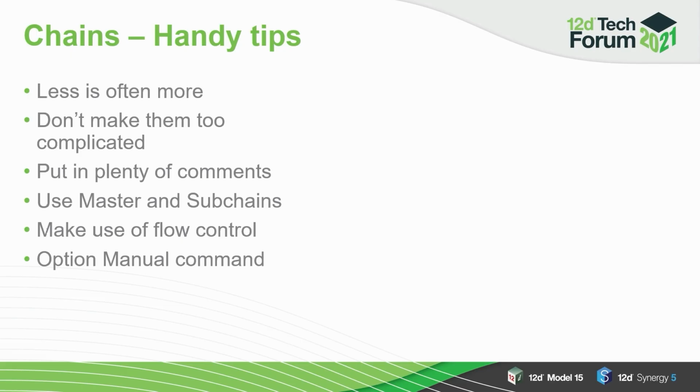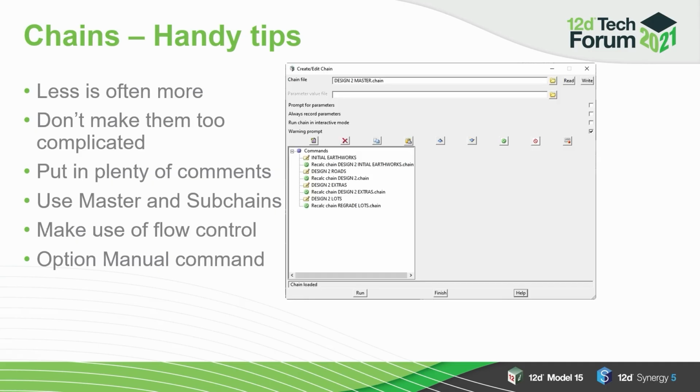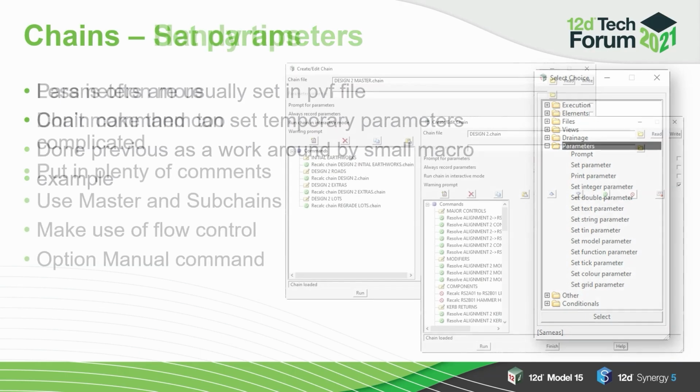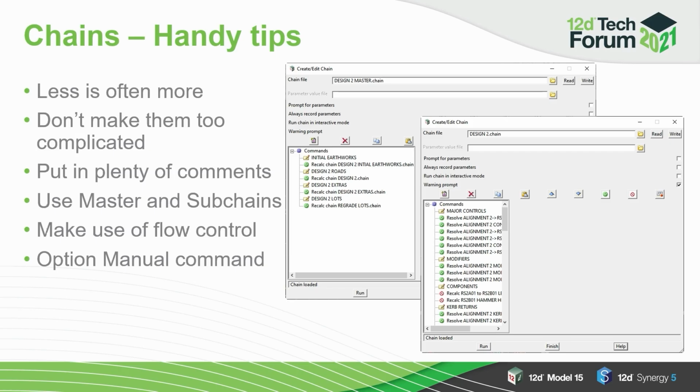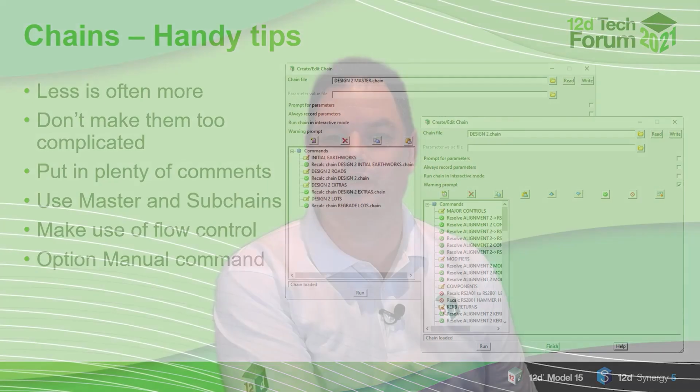Some handy hints with chains. Less is often more. Don't make them too complicated. Put in plenty of comments like all programmers should. Use master and subchains. For instance, here's an example of just a small chain being a master chain and then running a subchain under that. Make use of flow control. And use the option manual command. The option manual command is a great command to use so you can capture a panel without having to run it when you build a chain.